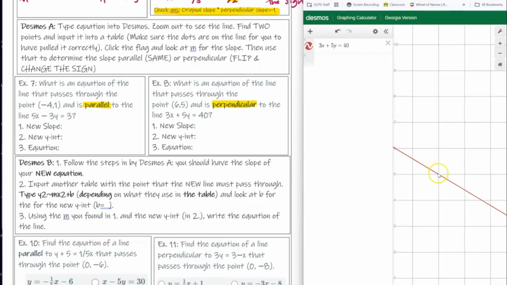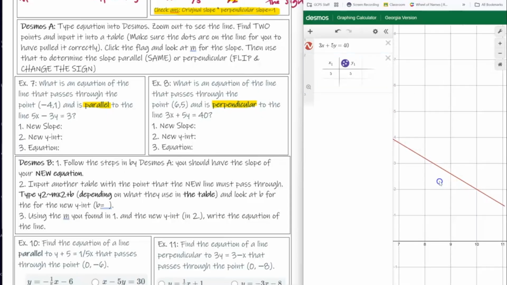And again, if you need any help with this, you want to let me know. When I think I found one, I'm going to hover. I found 5, 5. So I'm going to put it in a table. So 5, 5. And again, that's what it says: type the equation into Desmos, zoom out, see the line, find 2 points and put it in a table. Make sure the dot's on the line for you to have pulled it correctly. So it appears on that line. I see 5, 5. I can click it. I know I'm good. All right, let me find another one.